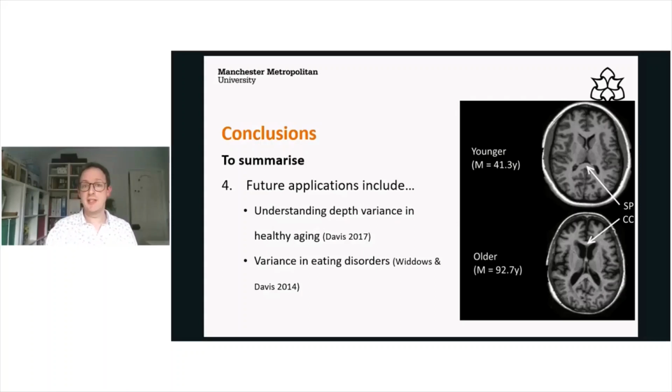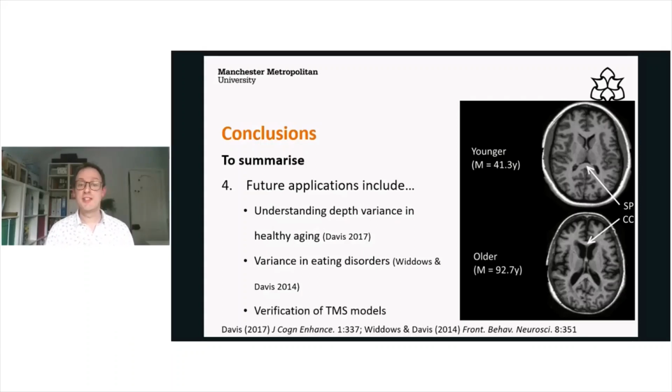A person with an eating disorder typically has a very different brain structure to others. And of course, another application would be to verify TMS models. So can we use the variance estimate of, say, primary visual cortex to map onto the known variance in the stimulator output required to generate visual evoked potentials? Can we map these predictions onto real data?